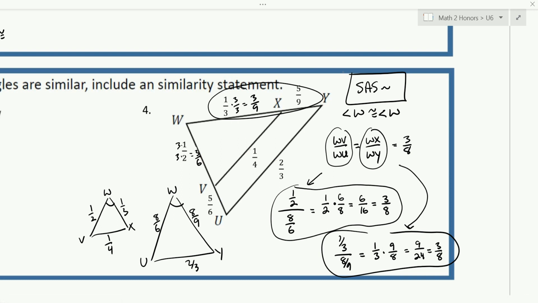So you have to show that kind of work. Okay, you have to work through that. And so the more sides you have, the more work you have, right? And so you want to go after angles first if you can.